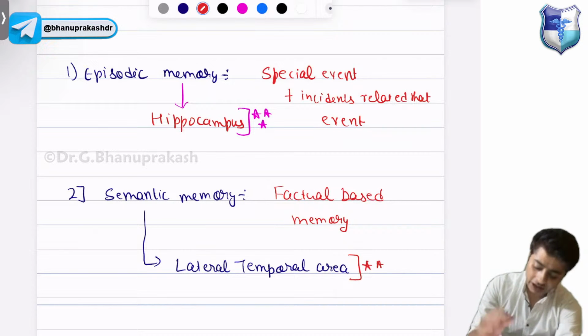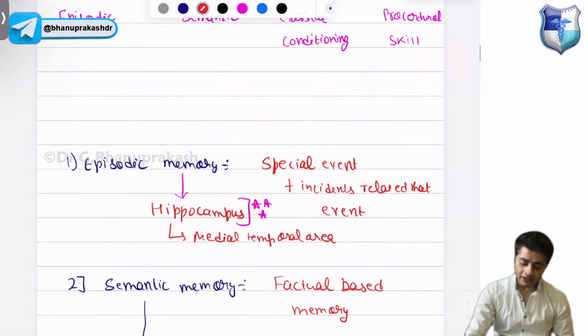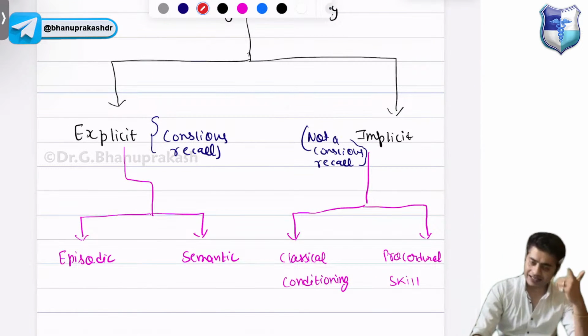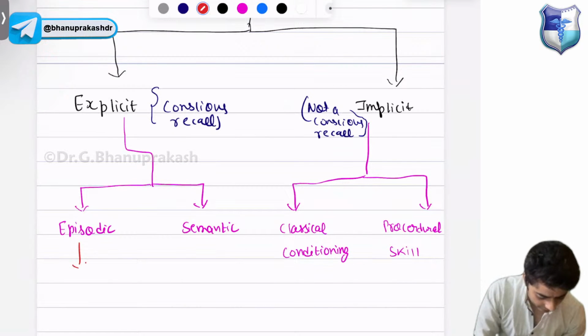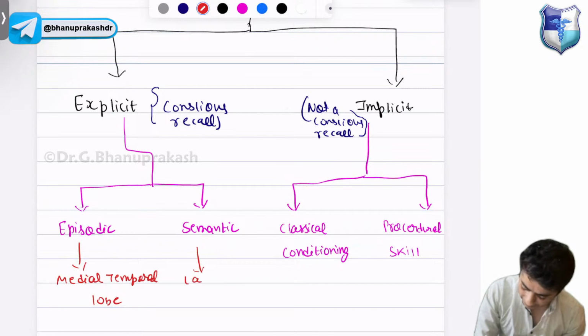So hippocampus is a part of your medial temporal lobe, your medial temporal area. Okay. So in explicit memory, there are two parts, that is your episodic and semantic. Episodic is by the medial temporal lobe, and semantic is by the lateral.